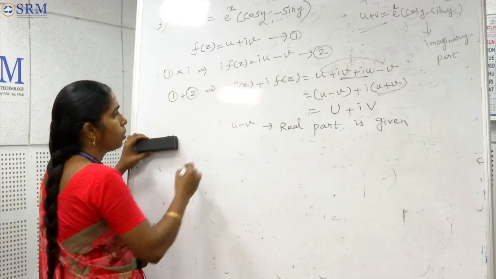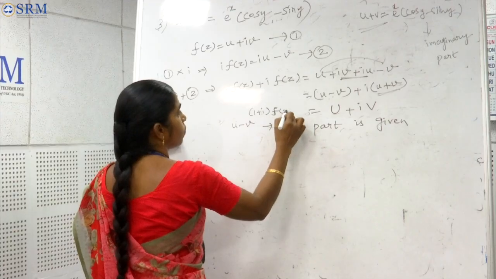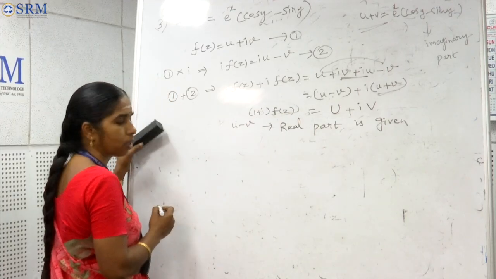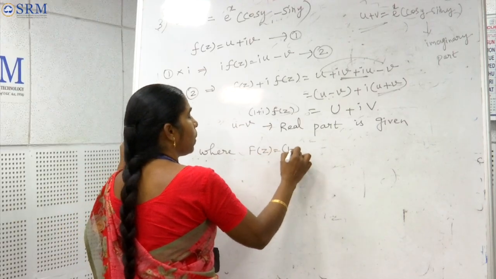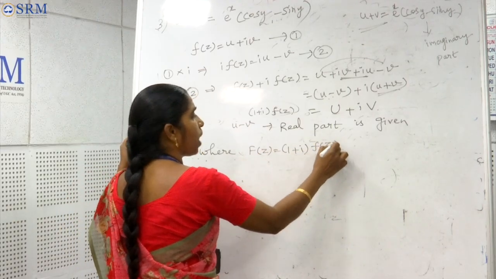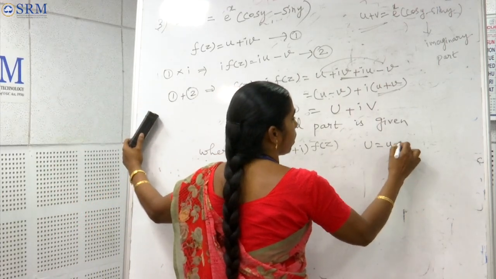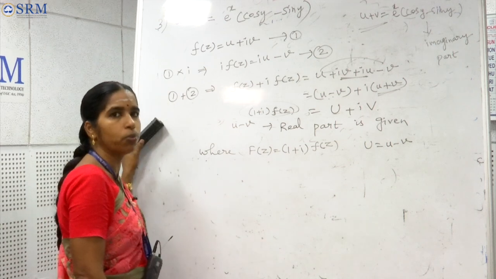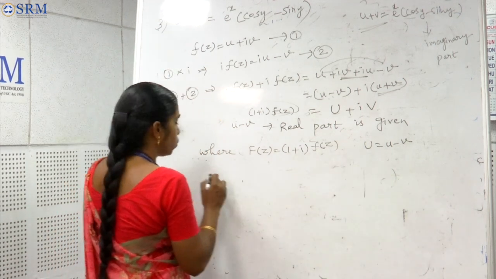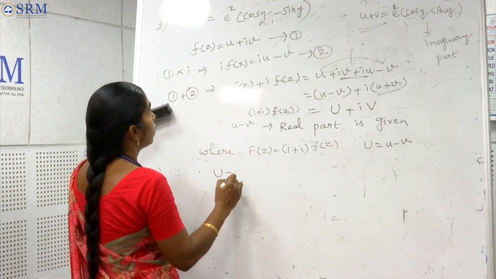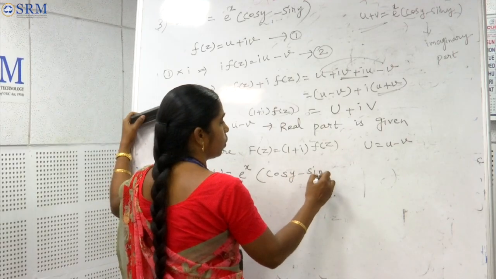Here the real part is given. So the left side is 1 plus i times small f of z, which I take as capital F of z, where capital F of z is equal to 1 plus i times small f of z. In the final answer you replace it with small f of z. So capital U is equal to u minus v, and capital V is equal to u plus v. But in your question only u minus v is given, so as usual, capital U is equal to e power x (cos y minus sin y).